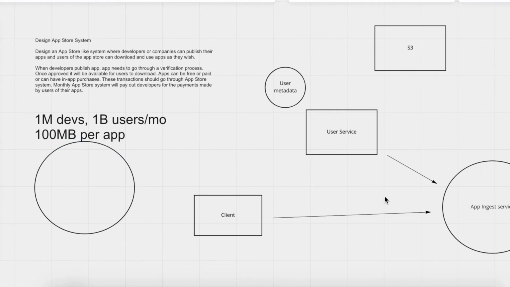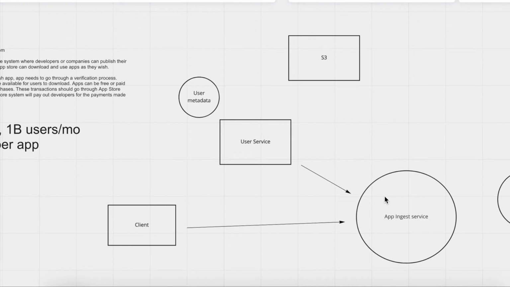Okay. So once that happens, like I said, we're going to upload our application, our binary file, to S3. And then how do we know that object belongs to our user? We can just take the object ID and store it in a table with the user ID.